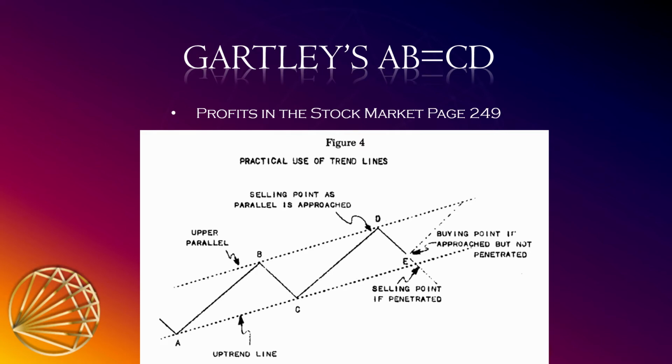And here's a page from Gartley's book, Profits in the Stock Market, on page 249. This is where people have come up with the labels of AB equals CD. It's based on this picture here. And you notice AB equals CD, expecting a reversal here at D.